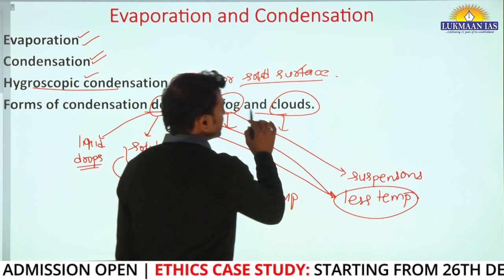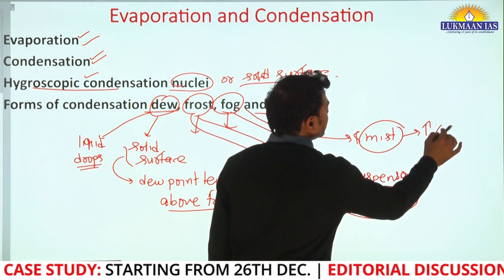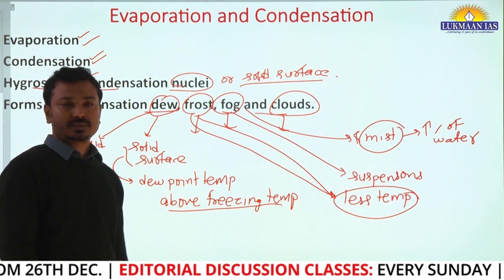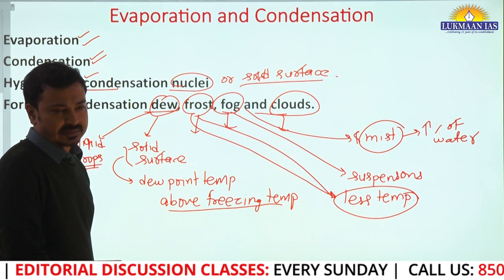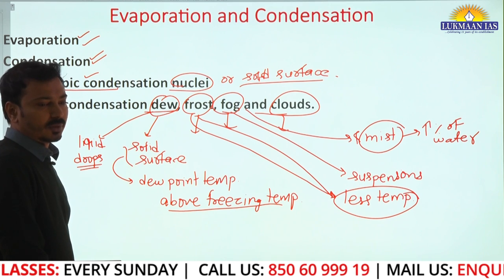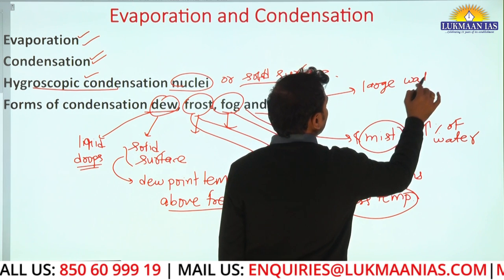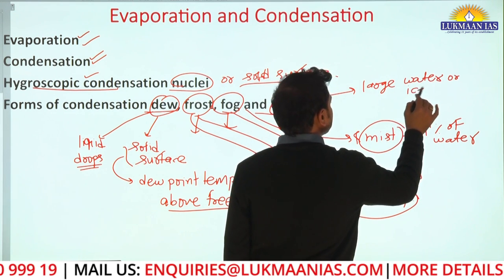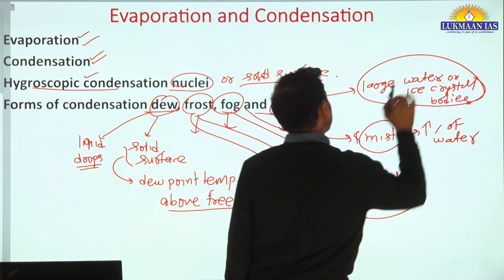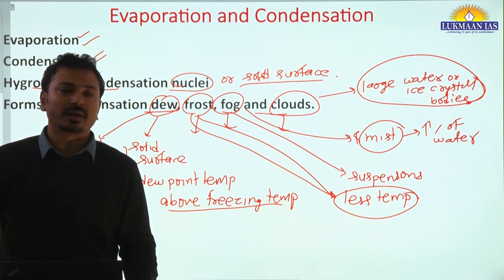Now fog and mist have only one difference. When there is a higher percentage of water vapor or water, we call it mist. Comparatively, when it is a lower percentage of water vapor, it is fog. And clouds are large water or ice crystal bodies formed due to condensation. They are suspended only because the gravitational force has not overcome yet.